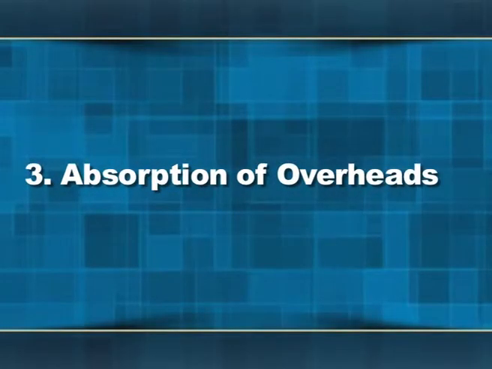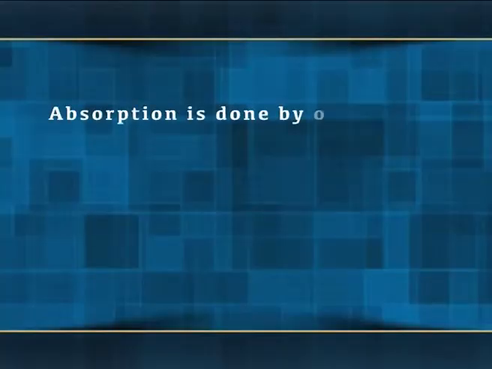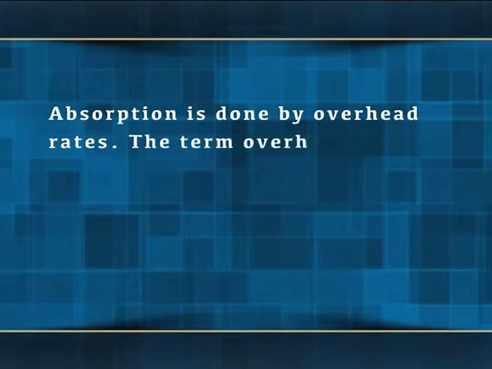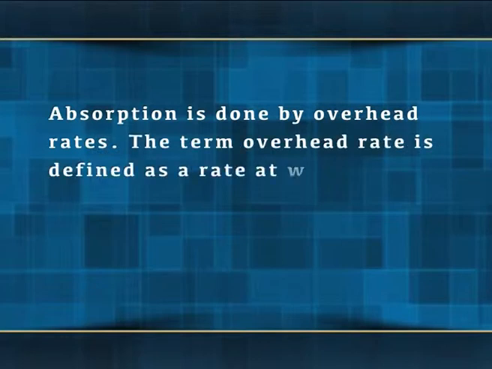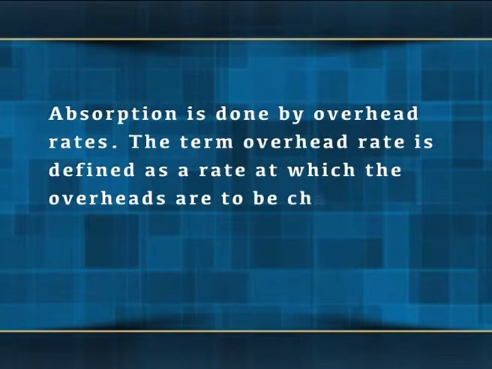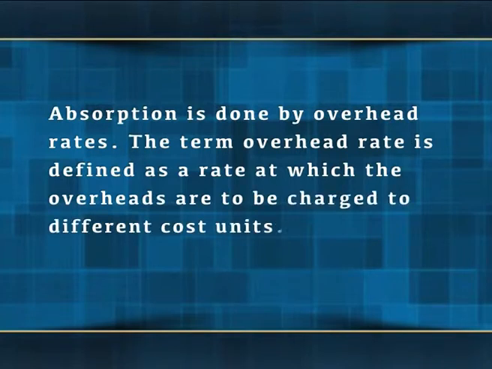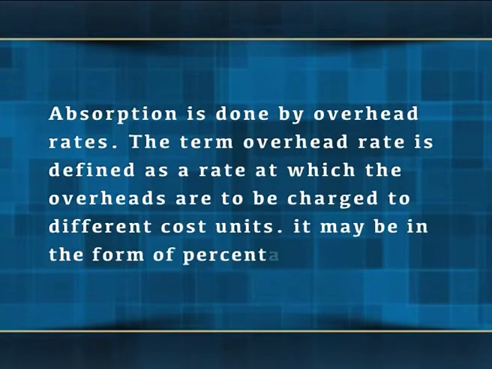Number 3. Absorption of overheads. The term absorption refers to charging of overheads of a cost center to different cost units in such a way that each cost unit bears an appropriate portion of its share of overheads. Absorption is done by overhead rates. The term overhead rate is defined as a rate at which the overheads are to be charged to different cost units. It may be in the form of a percentage or per unit.